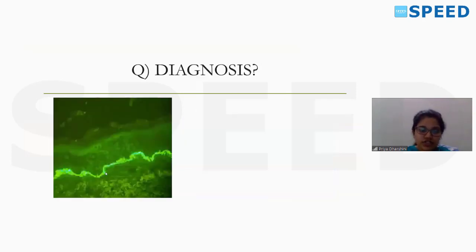And one more DIF finding you should know. This is also a direct immunofluorescence finding. What you can see here is immunoglobulin deposits. These antibodies are deposited in a linear fashion in between the epidermis and the dermis. So linear immunoglobulin deposits between the epidermis and dermis is a classical finding in subepidermal bullous disorders.